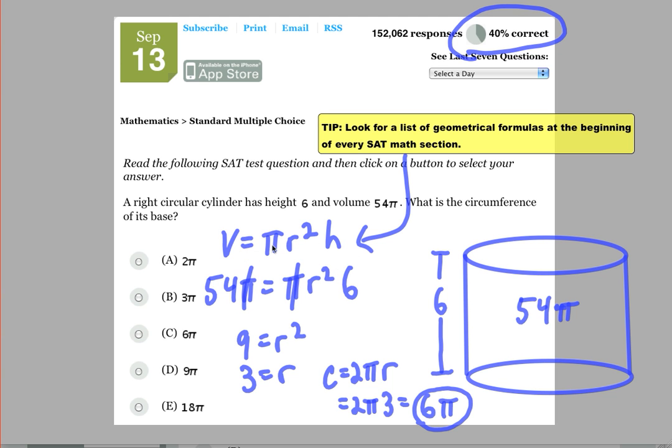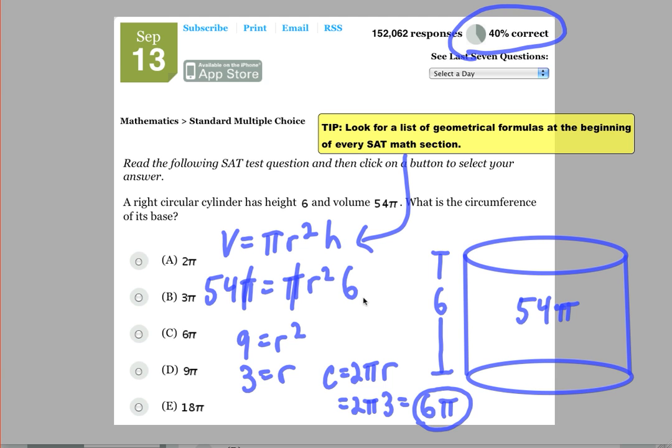So volume equals pi r squared h. Okay. Let's substitute 54 pi for the volume, and then plug in 6 for the height. So we get 54 pi equals pi r squared times 6. We've got pi on both sides of the equation, so we can cancel that out.